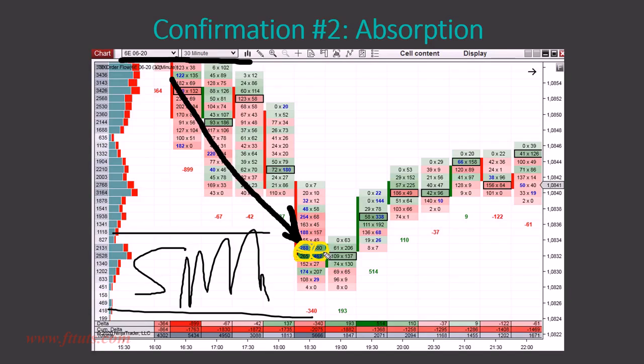This is the breaking point. The sellers run out of fuel and buyers are taking over. All right, all the selling pressure got absorbed.